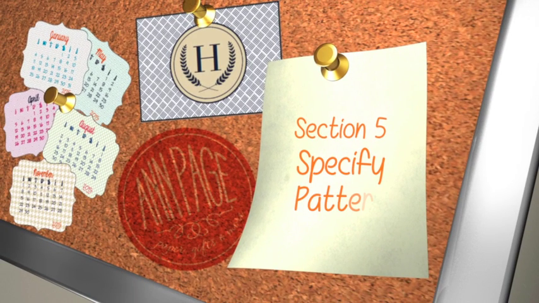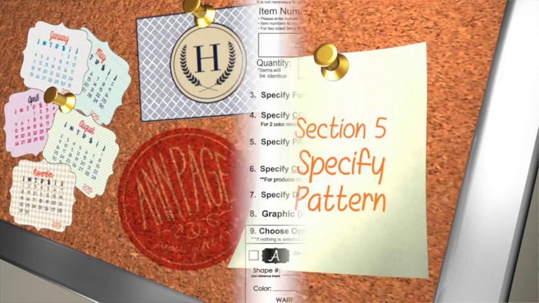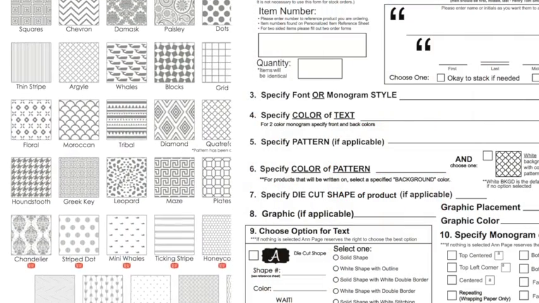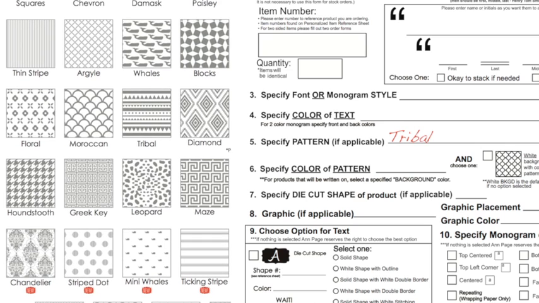Section 5. Specify pattern. Choose a pattern from the available and page pattern sheet on page 48 of the and page catalog. Or if the product will have a white background, then complete this line with No pattern.